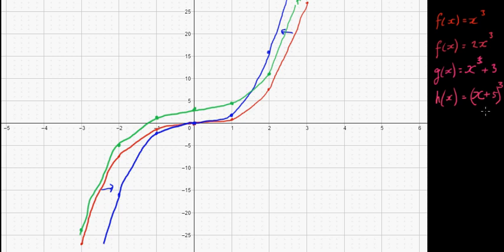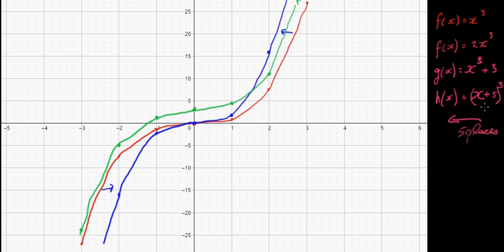We still end up with a cubic function here because we're multiplying x by x by x, but we're putting the 5 inside the bracket here, so we end up with x plus 5 cubed. What does this do? This actually moves the entire original graph x cubed to the left 5 places. So this is going to move the graph to the left 5 places.